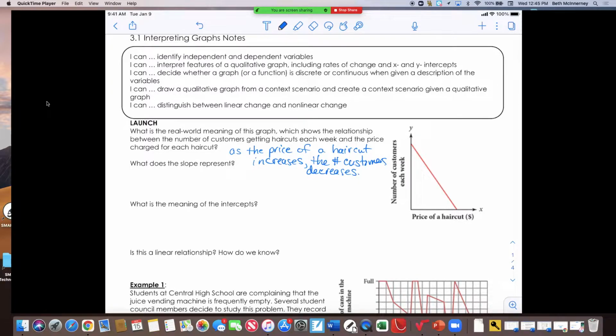So we did our little partner activity. What does the slope represent here? So let's put the slope, we said rise over run, the change in the y over change in x. But when you have a real world problem, what does the slope actually represent here?